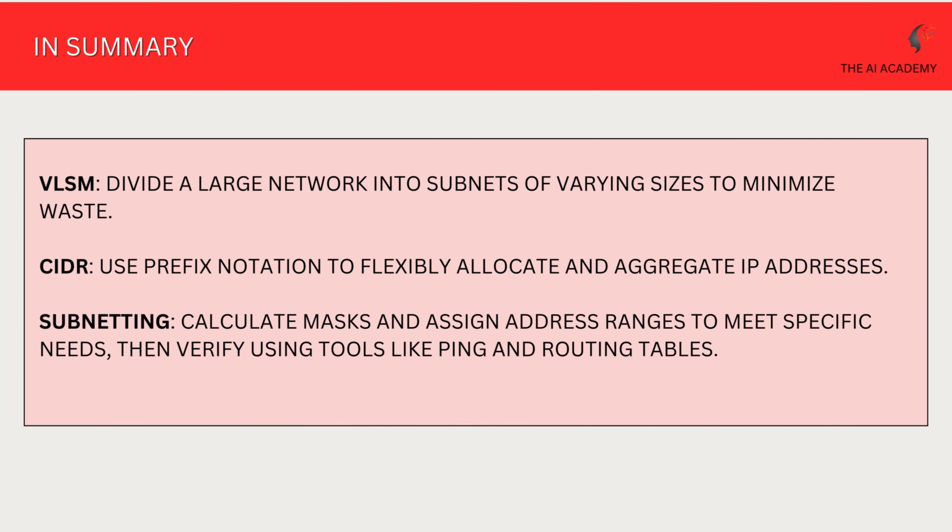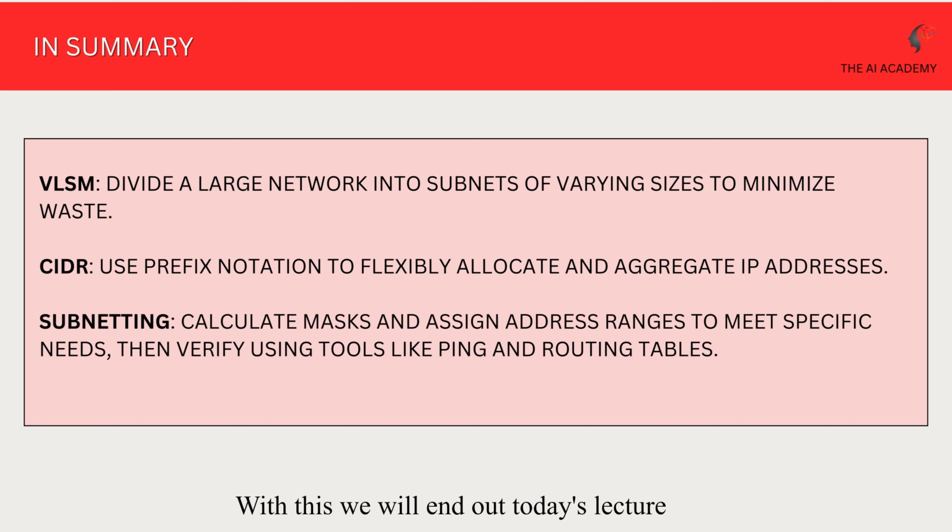In summary, VLSM: divide a large network into subnets of varying sizes to minimize waste. CIDR: use prefix notation to flexibly allocate and aggregate IP addresses. Subnetting: calculate masks and assign address ranges to meet specific needs, then verify using tools like ping and routing tables.